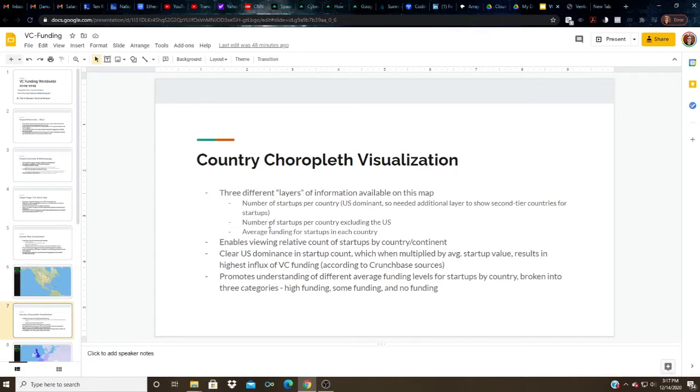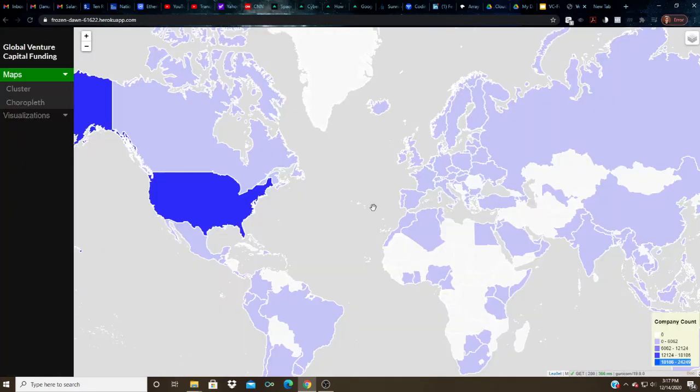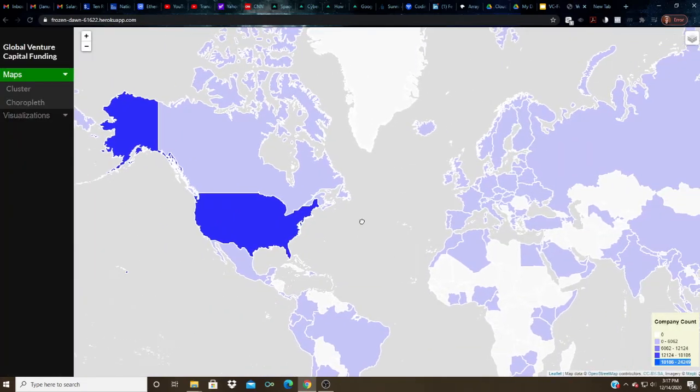And then we can see number of startups per country excluding the US. What we had to do with this next layer is remove the United States from the data set and look at all the other countries and see if we can find some kind of distinctions between them so that they're not all just the lowest level.